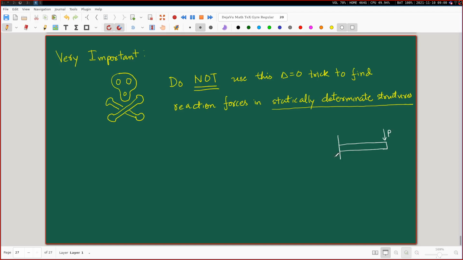Everything will be wrong. You are basically trying to impose an extra condition on a problem which is otherwise very clearly solvable using just the equations of statics. That kind of extra imposition of a condition leads to problems, so do not ever do this. There is nothing wrong with understanding that the deflection here is 0, but do not use that to find reaction forces there. Now we take a short break.